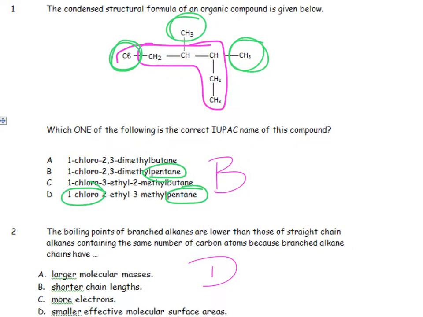Hanging off that is a chloro. So we've got one chloro and it's off the first carbon. And then we've got two methyl groups. So it's 2, 1, 2, 3, 4, 5. So it's 2,3-dimethylpentane.